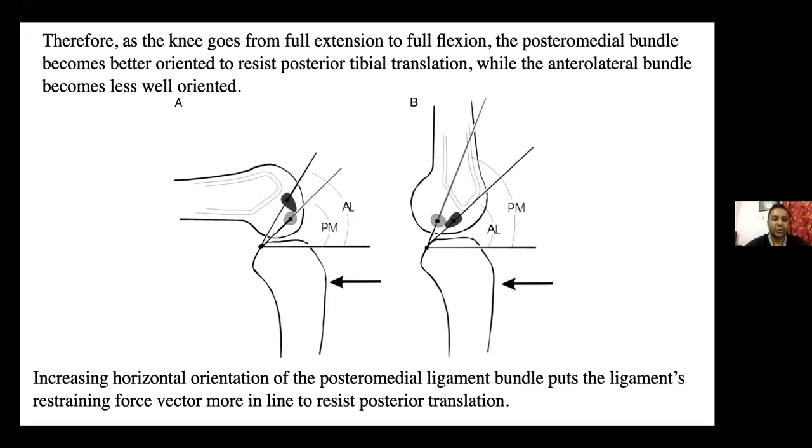As the knee goes from full extension to full flexion, the posterior medial bundle becomes better oriented to resist posterior tibial translation, while the anterolateral bundle becomes less oriented when the knee goes from extension to flexion. Due to the increasing horizontal orientation of the posterior medial ligament bundle, the ligament's restraining force vector is more in line to resist posterior translation, due to which double bundle or posterior medial ligament reconstruction may give a further advantage regarding resistance of posterior translation.